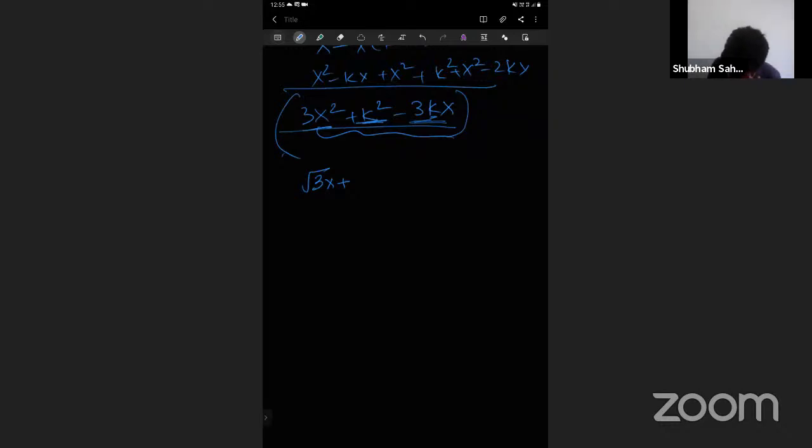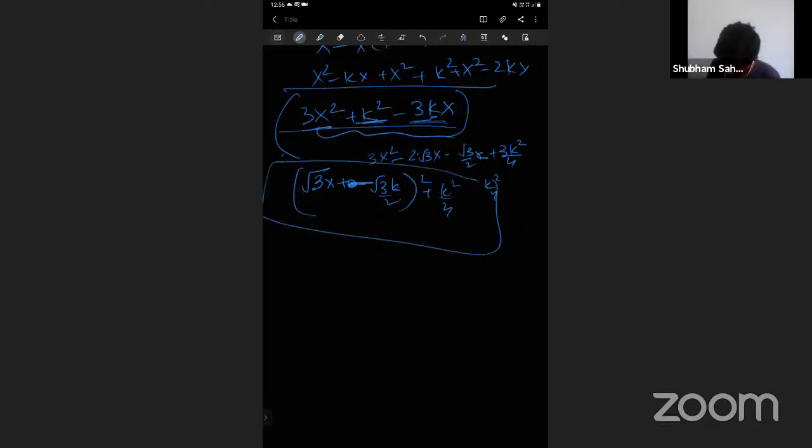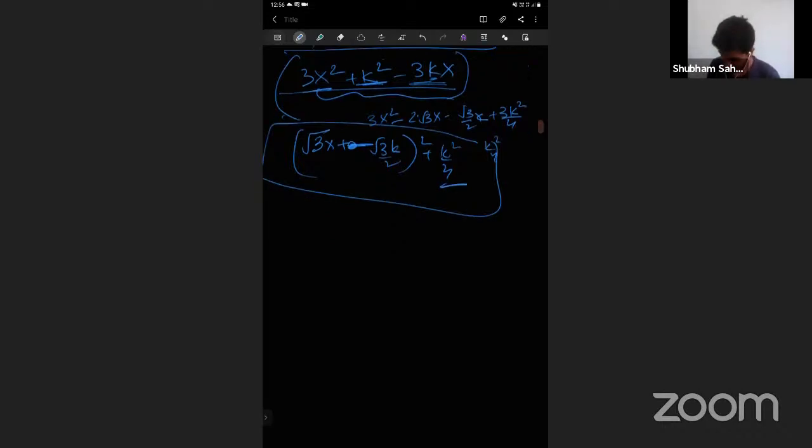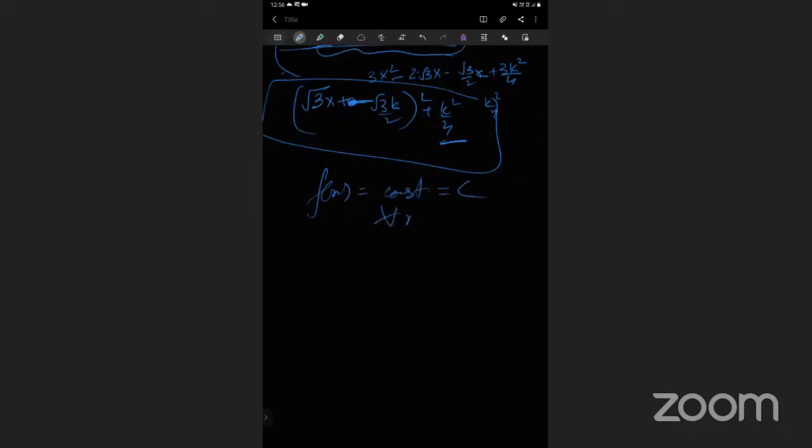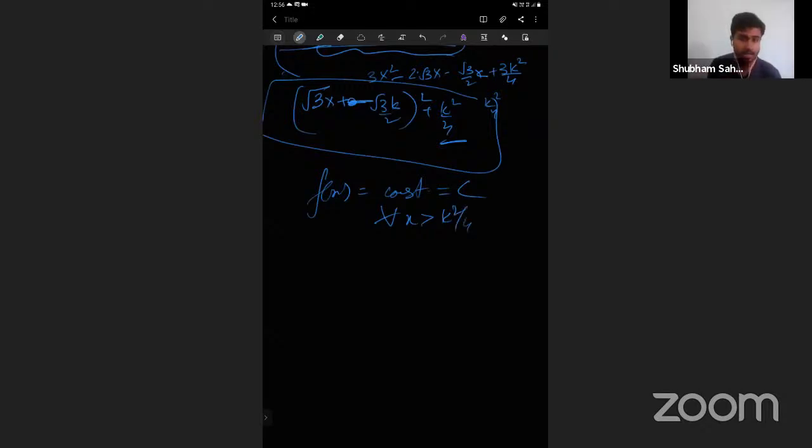So this just becomes root 3x plus... it's been really long since I've done this stuff. So root 3x times root 3 by 2 k gives 3k² by 4. So it is (root 3x minus root 3k by 2) whole squared plus k² by 4. As you can see, this can take any value beyond k² by 4. So you have that f(x) is equal to some constant c for all x greater than k² by 4. Now you can just take k to be 0, or as close to 0 as possible. So you have that f(x) is equal to c for all x greater than 0.